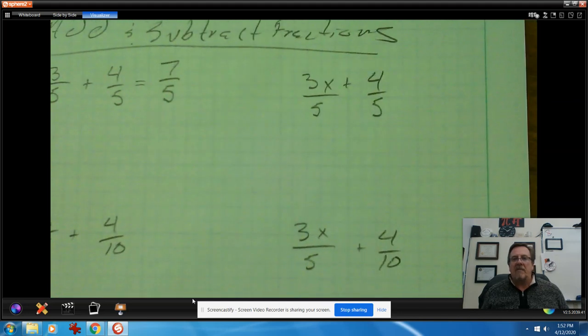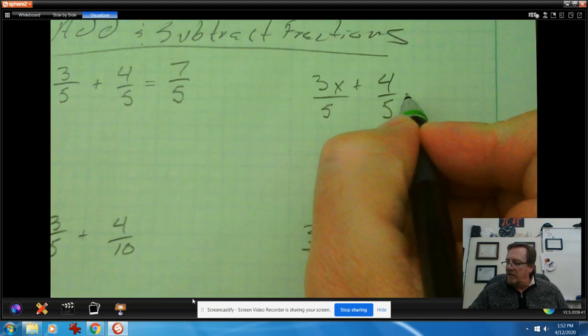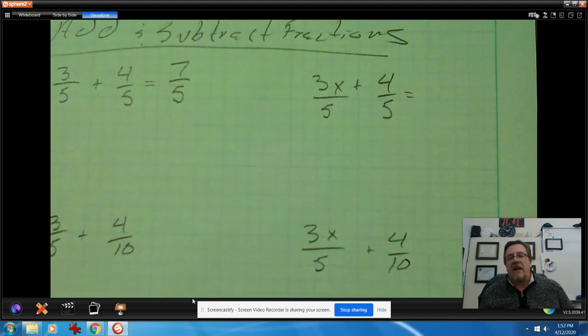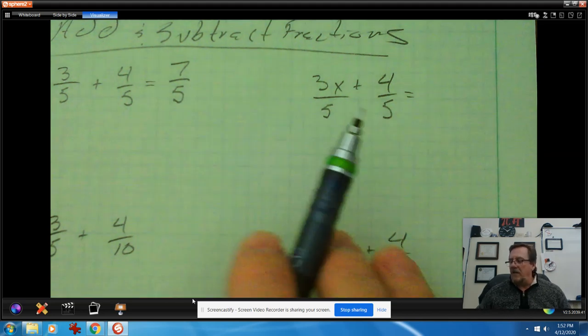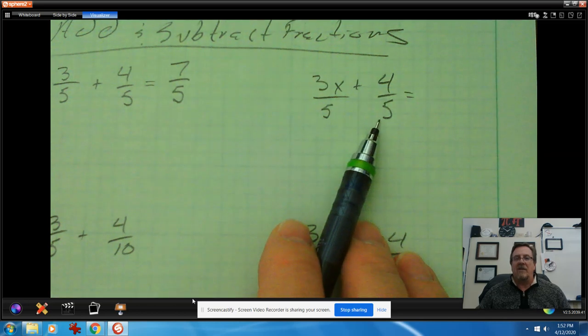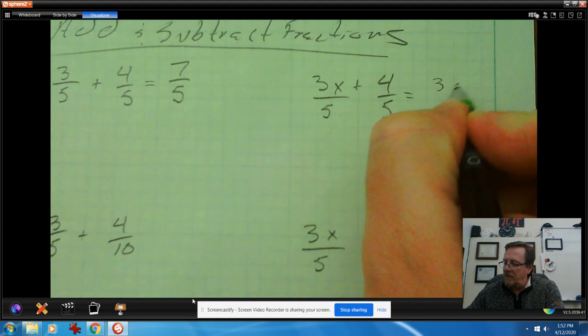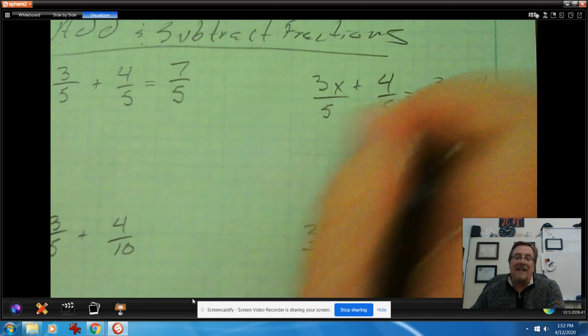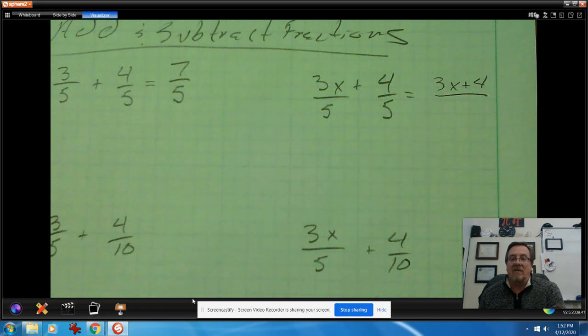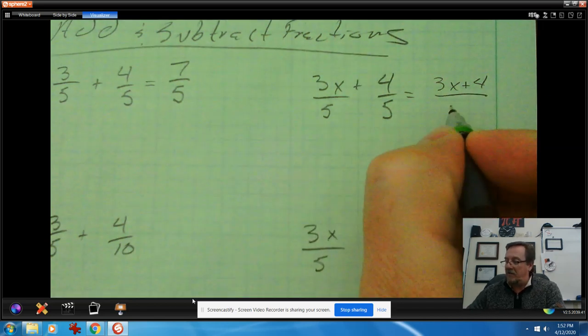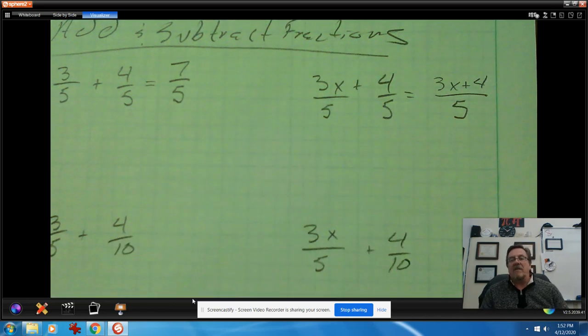Okay? Now the same can be done with algebraic fractions. That's fractions that have variables in them. If I had 3x over 5 plus 4 over 5, again, as long as the denominator is the same, I can just add my numerators. So 3x plus 4 is what's on the top. By the way, that is not 7x, because 3x plus 4 is still just 3x plus 4. It's not 7x. That would be crazy. And the denominator remains the same. So when you add 3x over 5 plus 4 over 5, you get 3x plus 4 over 5.